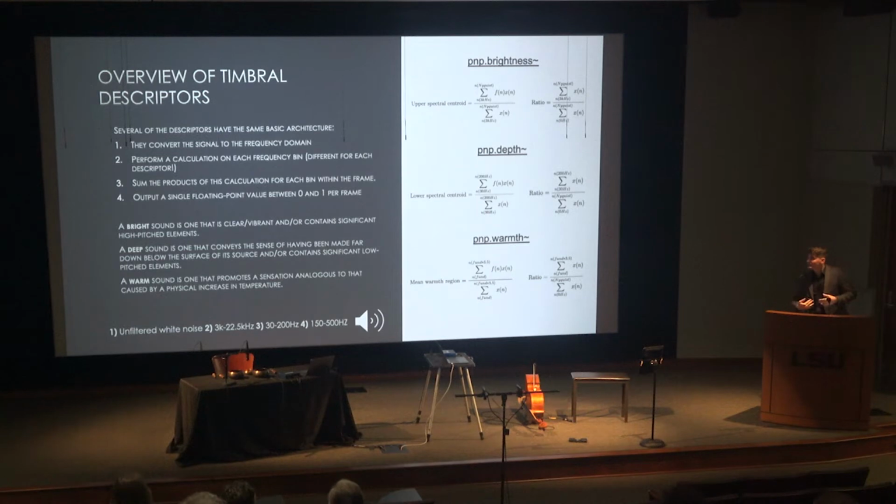Several of these descriptors have the same basic architecture. The very first thing we do is use an FFT to convert from the time to the frequency domain, so we want to view the entire frequency spectrum. Then we perform a calculation on each frequency bin. Within a frame, we have what are called bins, and you could think of bins as vertical slices within a frame.